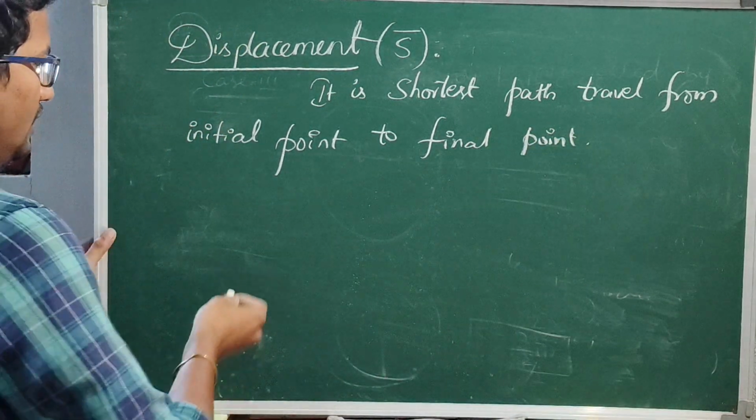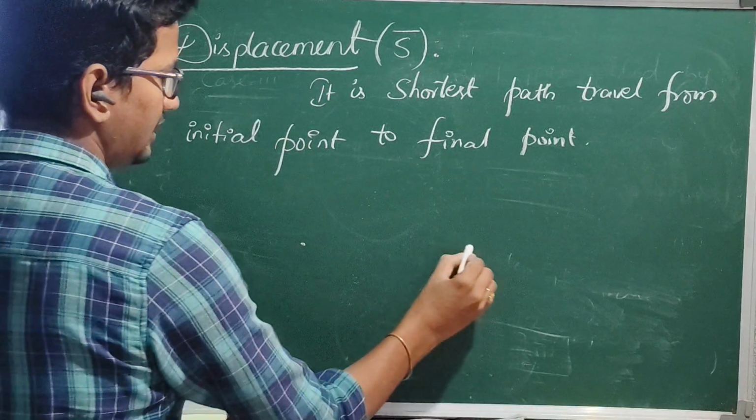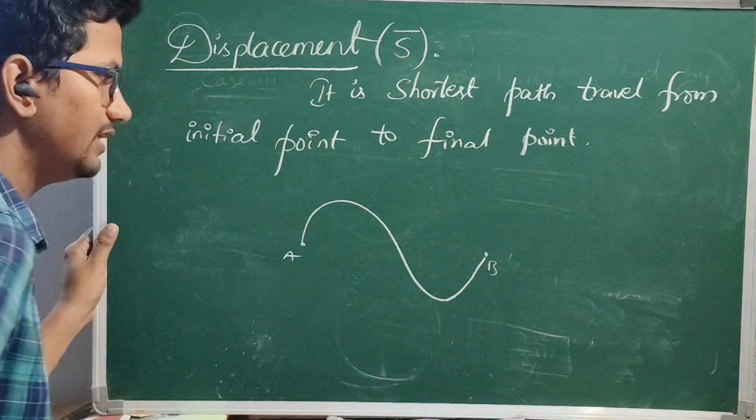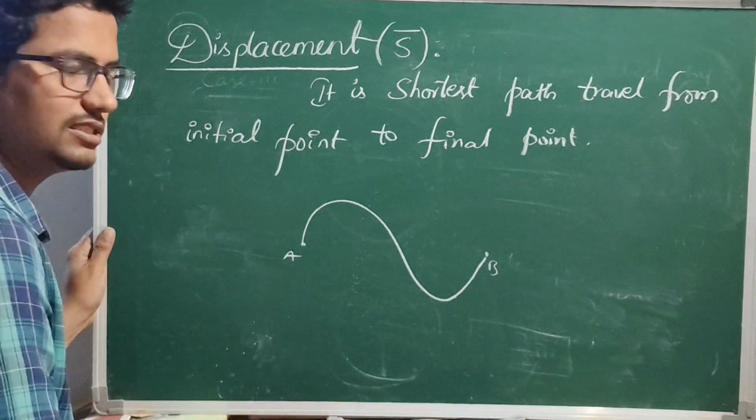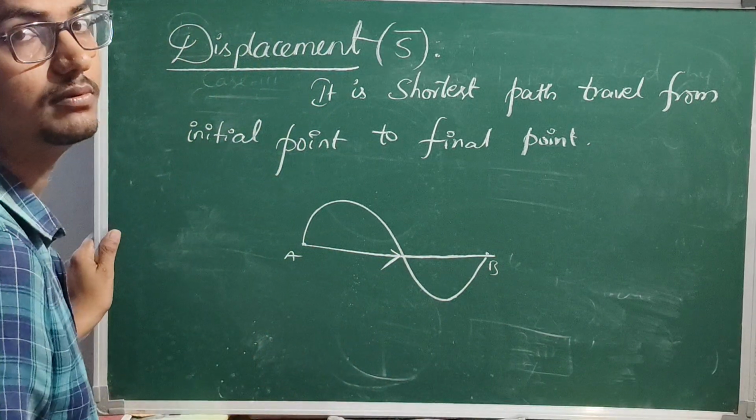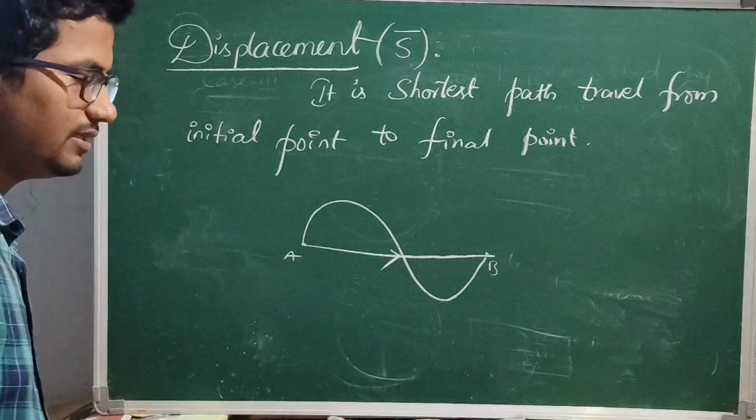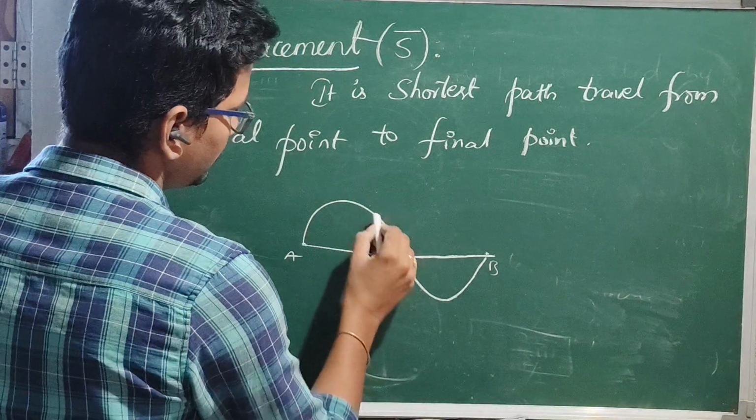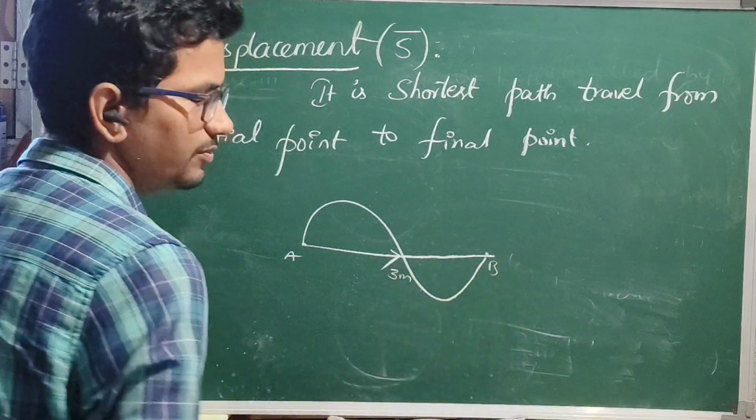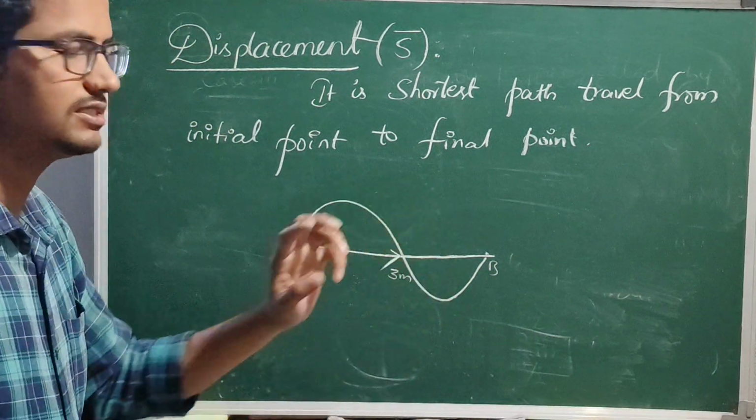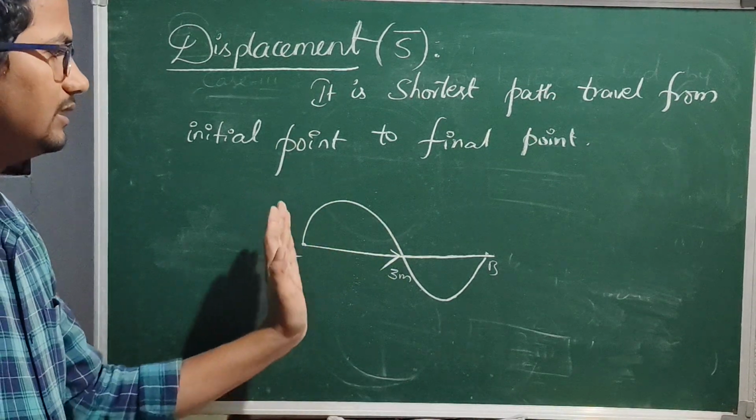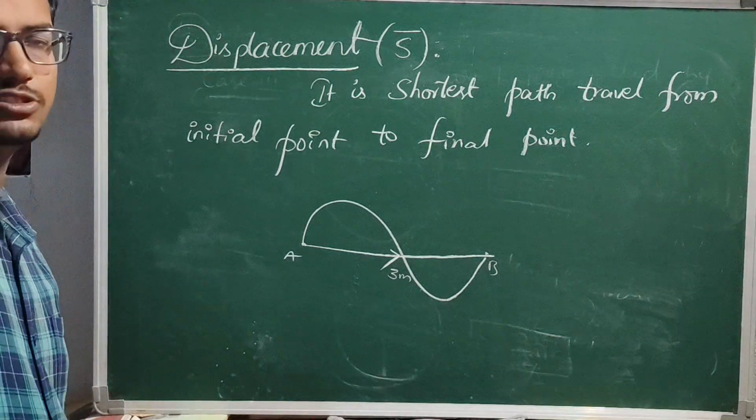For example, in the previous distance example, A to B distance we discussed in this way. But displacement means it is a shortcut, the shortest route. That is A to B is the shortest route. It can be shown with an arrow because displacement is a vector quantity with direction. We got 10 meters in the distance, but here only 3 meters is enough to reach from A to B. That is called the shortest path. A straight line is a shortcut.